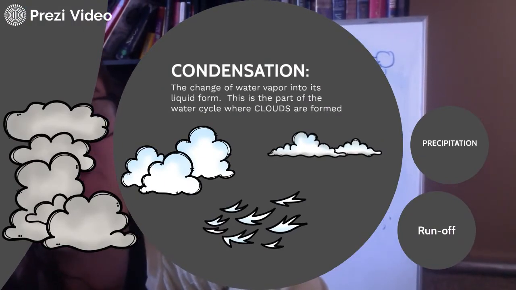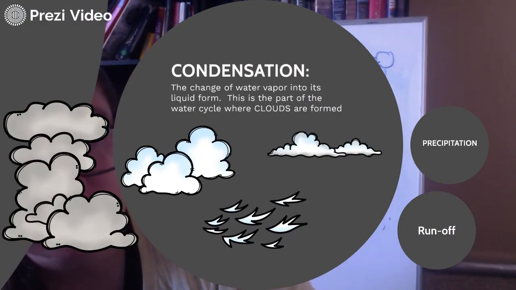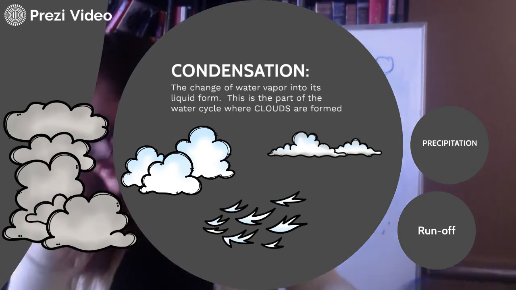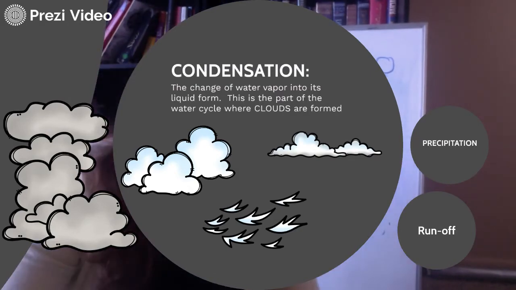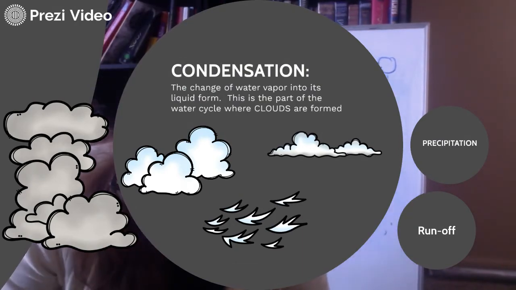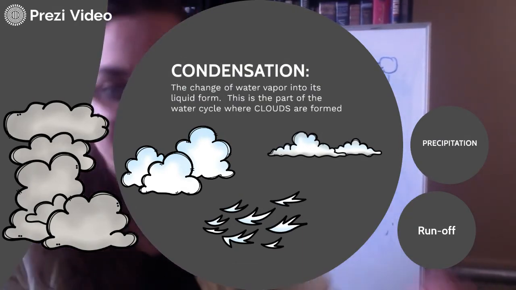Condensation is the change of water vapor into liquid form. This is the part of the water cycle where clouds are formed. So you see here, you have a bunch of boxes saying cumulus, nimbus, stratus, and cirrus. I want you to pause and try to remember which of these is which, and then I'm going to review with you. So draw a picture of a cumulus cloud, a nimbus cloud, a stratus cloud, and a cirrus cloud.